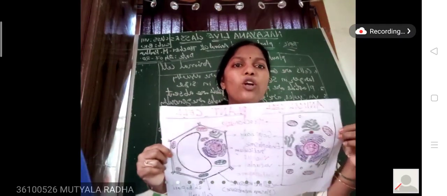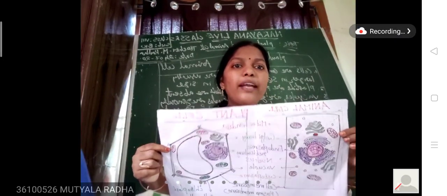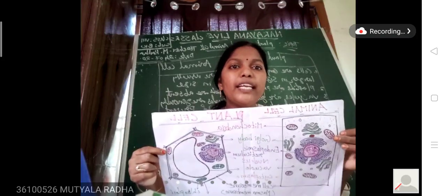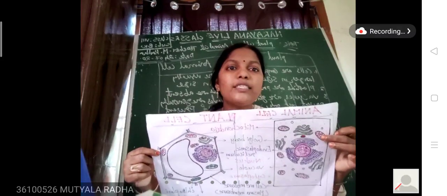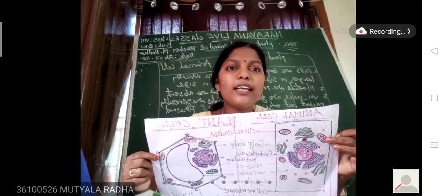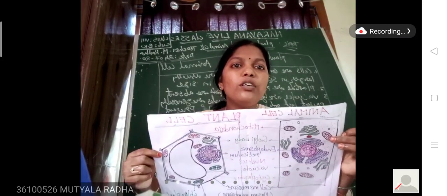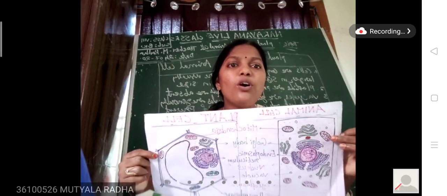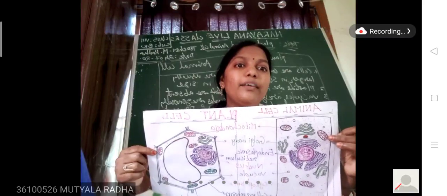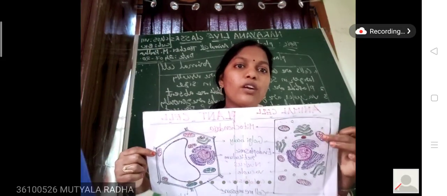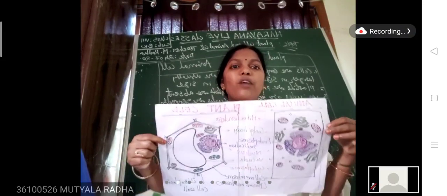Next, mitochondria. Mitochondria help in the production of energy. Energy is produced in the matrix of the mitochondria. There is a space in the mitochondria, that is the matrix. So in the matrix of the mitochondria, energy is produced. So mitochondria is called the powerhouse of the cell.